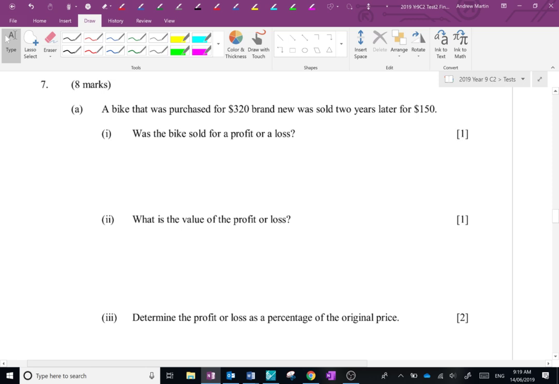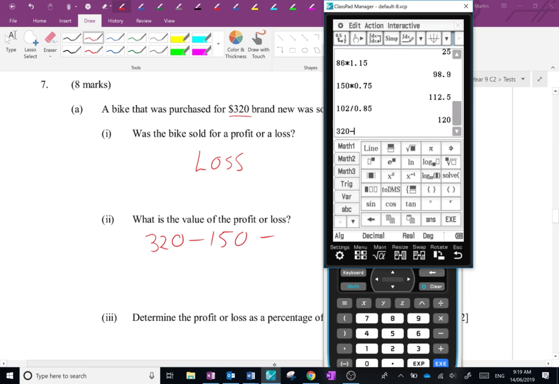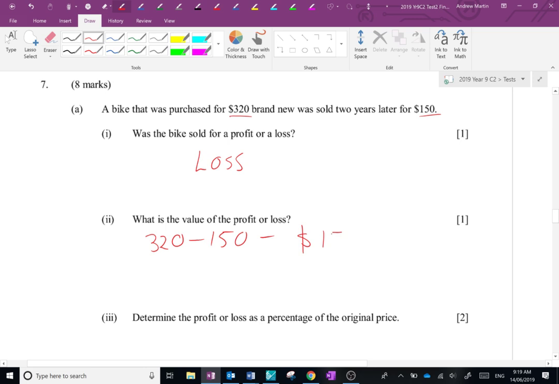Okay, question 7. A bike that was purchased for 320 brand new was sold 2 years later for 150. Was the bike sold for a profit or a loss? So if you buy something and you sell it for less, you've obviously made a loss. What is the value of the loss? So we need to work out 320 minus 150, and that's $170.